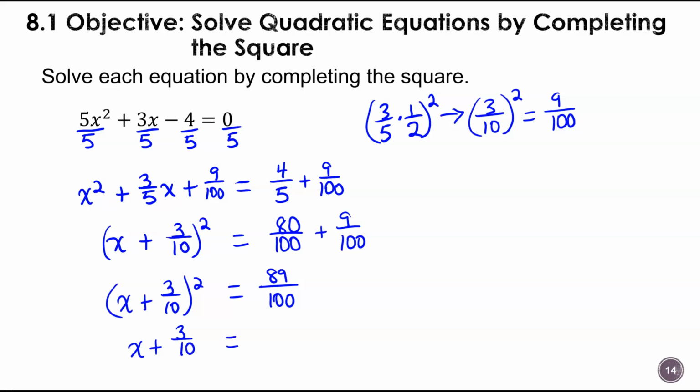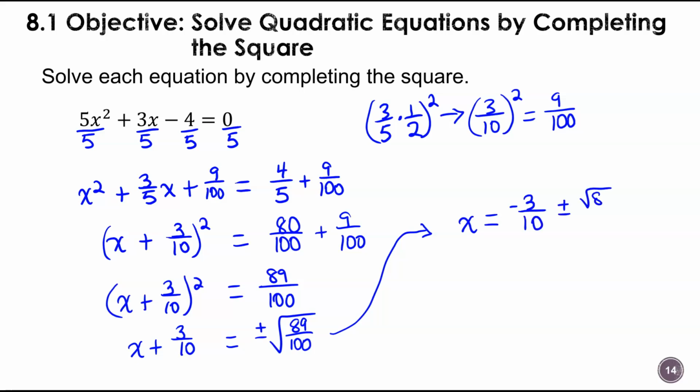So when we apply the square root property, this is what we end up with. We can take the square root of 100, so we will take the square root of 100 and that will come out. All right, so x equals negative 3/10 plus or minus square root of 89/10. All right, and that's it for that one. Now, that one got a little tricky just because of some of the kinds of numbers we had to use there.